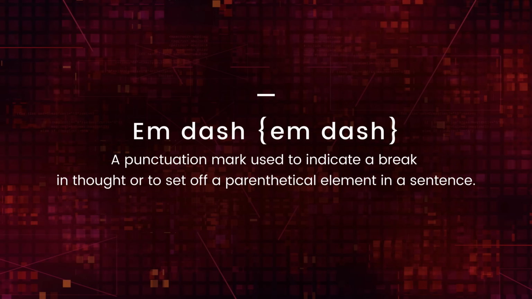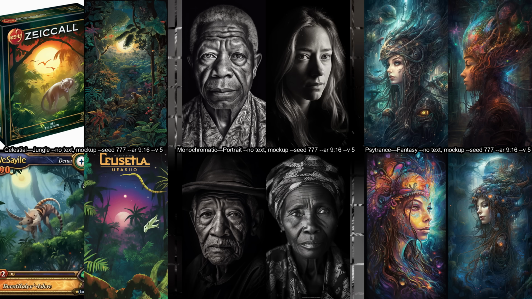M-. A punctuation mark used to indicate a break in thought or to set off a parenthetical element in a sentence. But it is yet another symbol that does change the image generation outcome, but not so much that I would recommend using it in a prompt for any purpose.